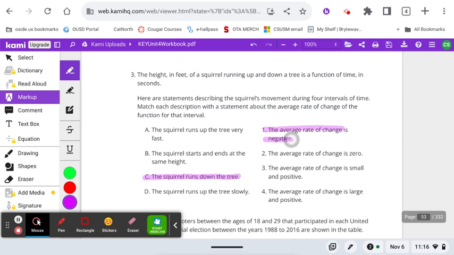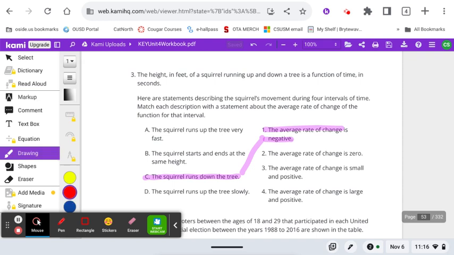So the negative is when the squirrel is going down the tree. So you're going to draw a line from 1 to C, or you can write 1 or write C, however you want to match these. You're going to do the same thing on the other 3. Which ones would match where?